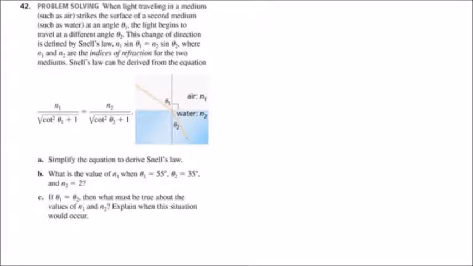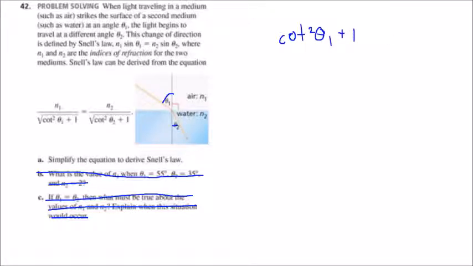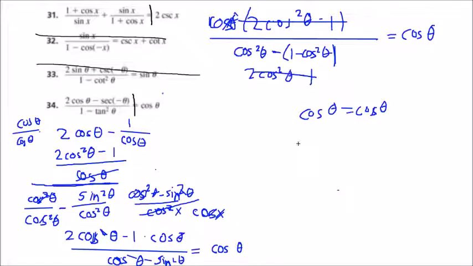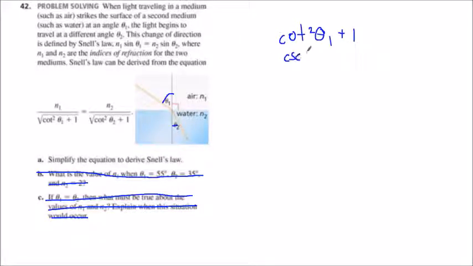There you go. So we're not going to do B and C. This is called Snell's law, and it's basically the sine of this is equal to the sine of this, but this is our function right now. So let's see if we can figure out what it's trying to ask. Cotangent squared of theta 1 plus 1. We want to simplify this equation, right? So you can take one of these Pythagorean identities, 1 plus cotangent squared of x, which will just give you the cosecant squared of theta 1.